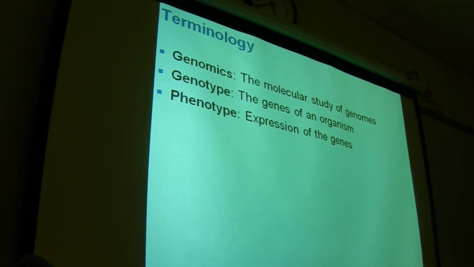Then the phenotype is the expression of genes. So for instance, someone that has blue eyes would have slightly different genes from someone who has brown eyes. The genotype would be the actual difference in the genetic information from a perspective of the DNA. The phenotype would just be that one person has brown eyes, one person has blue eyes. So it's the physical traits rather than the genetic traits.